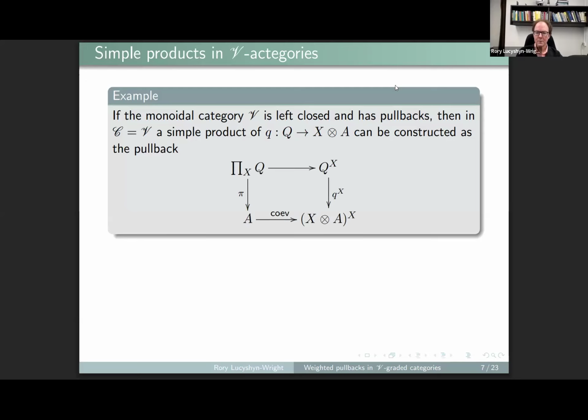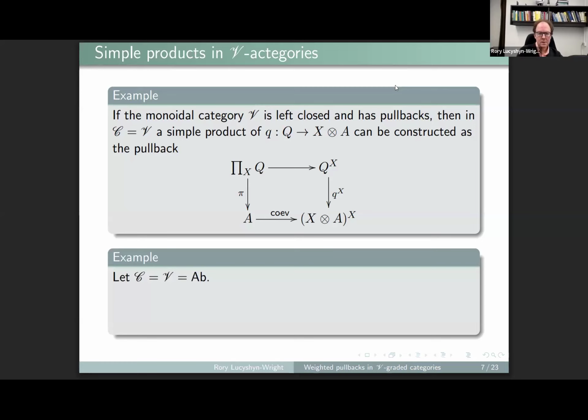As a special case of the recipe we'd seen earlier, we just put the co-evaluation on the bottom of the square and take the pullback in this manner. This gets us a simple product. And this generalizes the recipe that we have in the Cartesian case, but now we can do this in a monoidal category. When it's left closed, these certainly exist, and when it's left closed and has pullbacks.